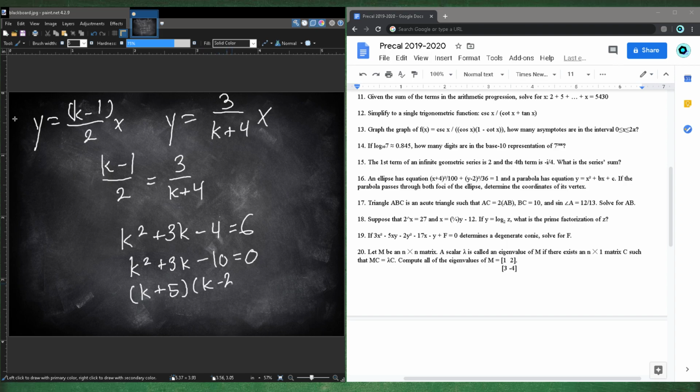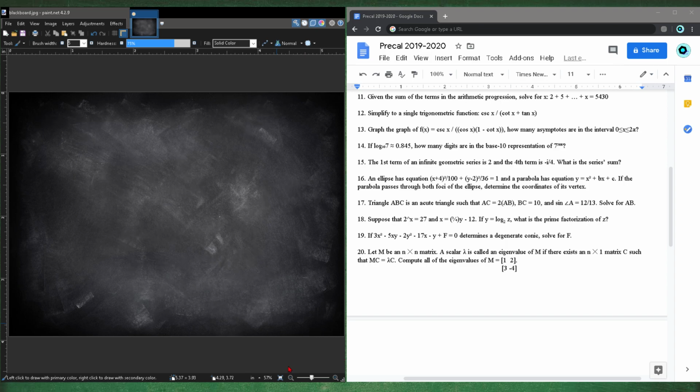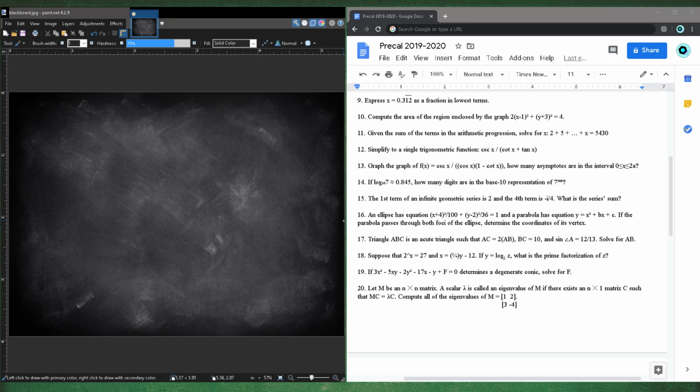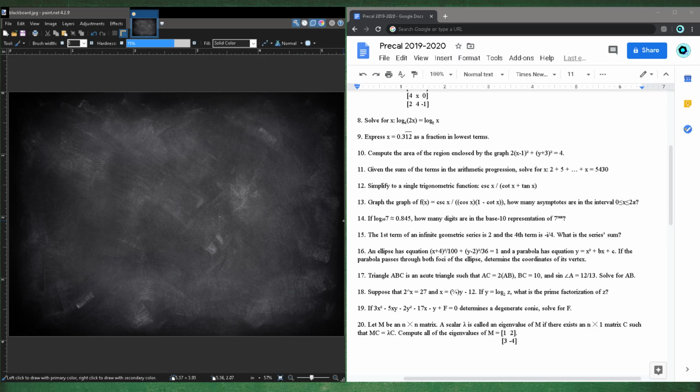And then k minus 2. So that's going to be k squared, and then plus 5k minus 2k is 3k, and then minus 10. So that's correct. So k equals negative 5 or k equals 2, and those are your two possible answers. Negative 5, 2. So the rule would have to be added that the matrix C cannot be 0, 0. And that basically solves every question from 1 to 20.